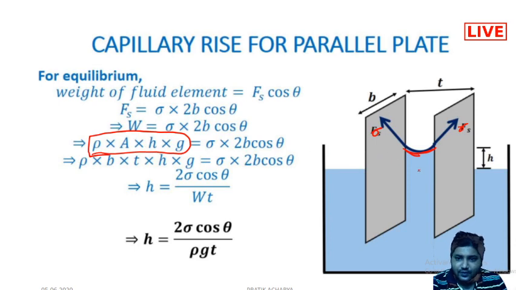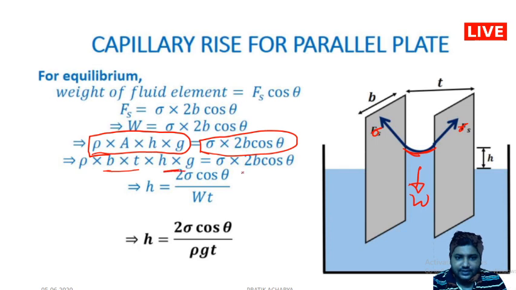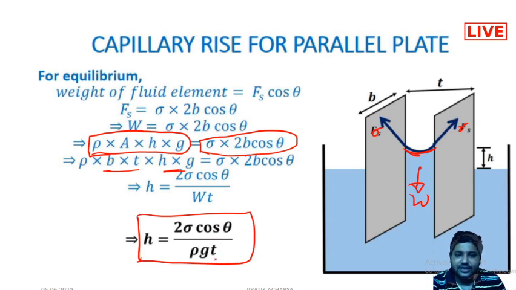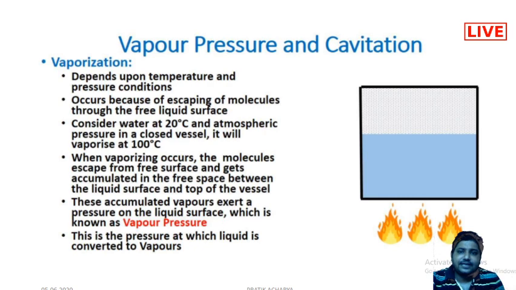The weight of the fluid is acting downward, and sigma into 2B cos theta is the surface tension force. So what is the area? The area will be B into t. So rho into B into t into h into g. If you equate these, the height in the case of parallel plates is 2 sigma cos theta by rho g t.